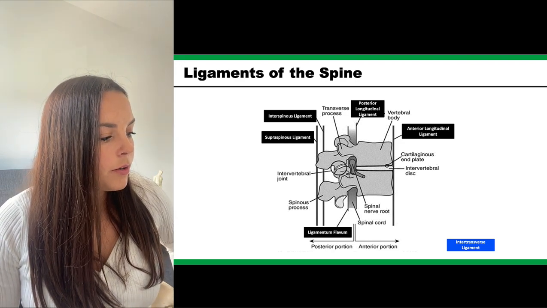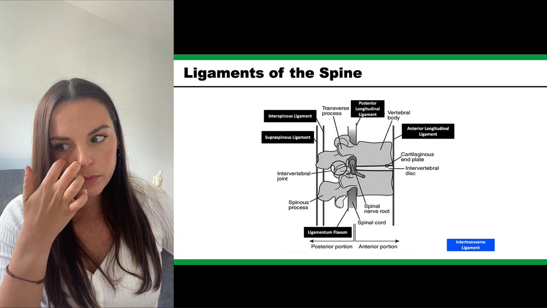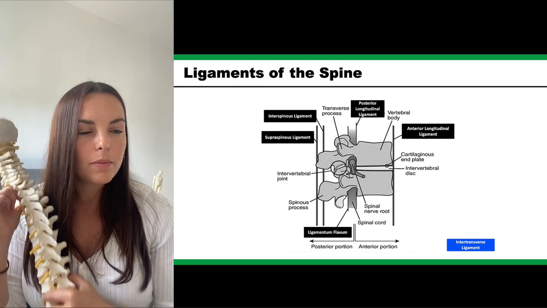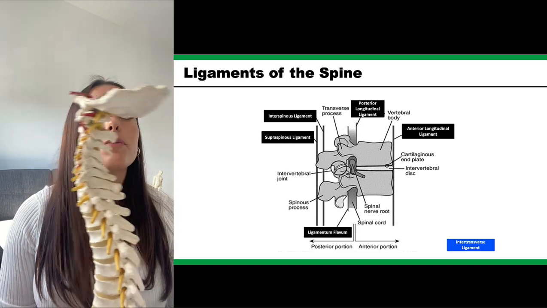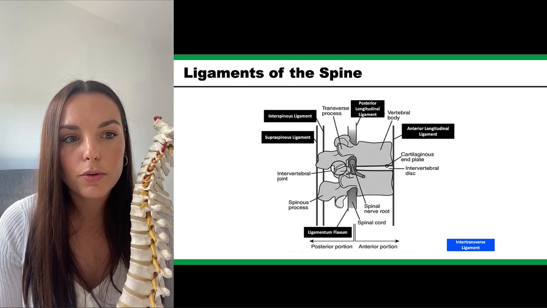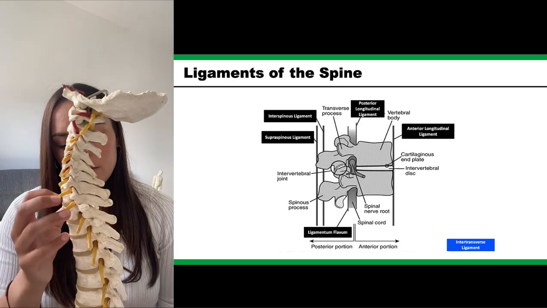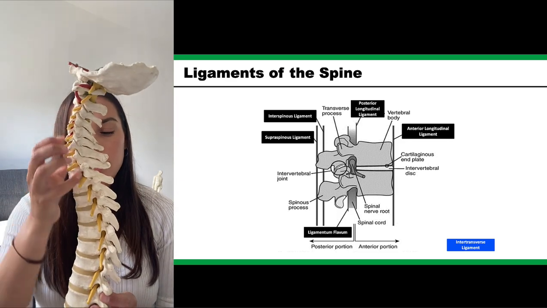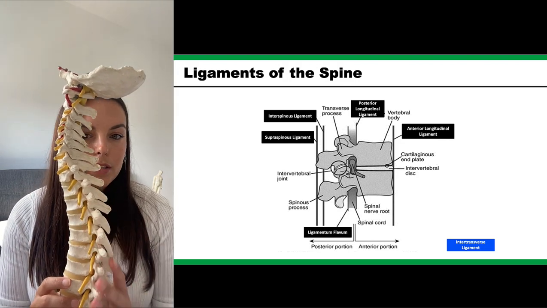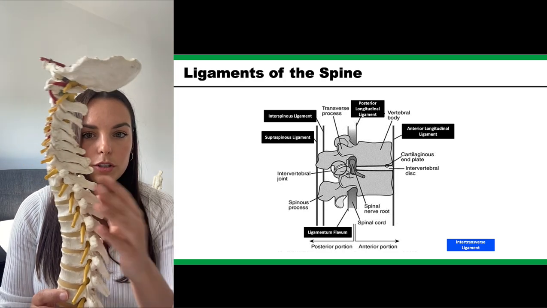Okay, so great, that's ligaments of the spine. Now something important I also want to mention when we're talking about the spine is you can see in the image in the slides right now, right at the bottom of the slide, it has anterior portion and posterior portion of the spinal column. So the anterior portion really is our vertebral bodies, and then the posterior portion is our spinous processes, our facet joints or zygapophyseal joints, and so on.